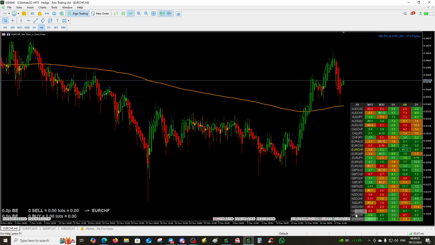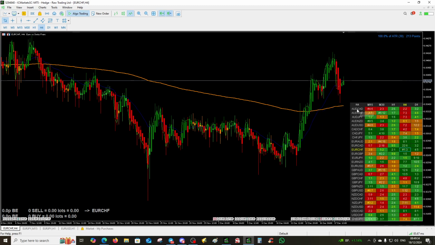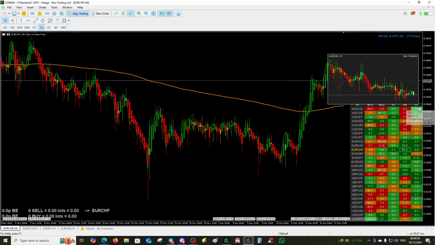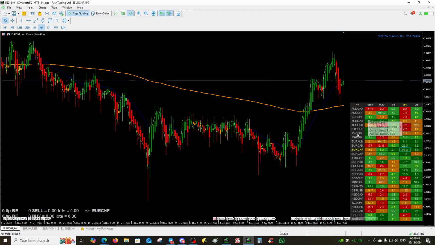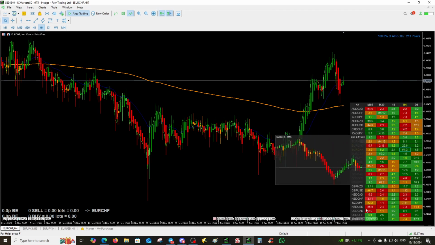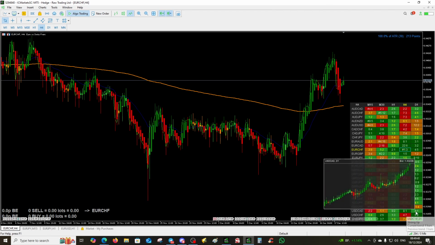So we can't have a strong dollar and a strong euro, for example, on the daily. We can't have a strong dollar and a strong Aussie on the daily. It just doesn't make much sense. So we'll have to wait and see what happens to the FOMC. I kind of suspect we may see a weaker dollar, but it doesn't look like we're going to see that now.